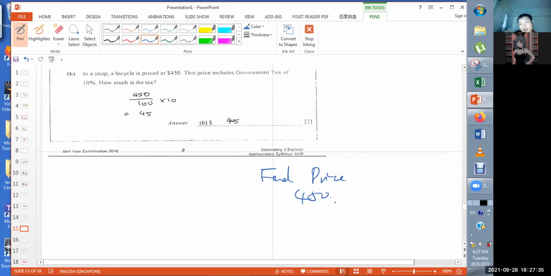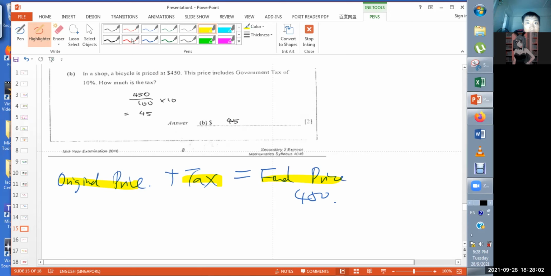450. So the final price. Then that means if you have the final price, then you have the original price, right? And then the original price plus the tax gives you the final price. Does it make sense? Yes, this is the logic. Original price plus the tax, you will get the final price. Okay. Yep. So always come with the logic.